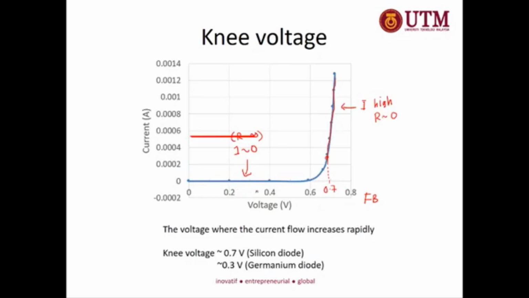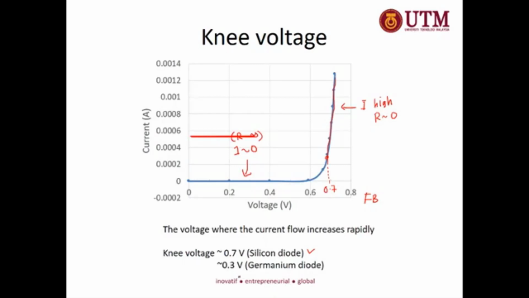So from this graph, we say that the knee voltage of this diode is 0.7 volt. So the diode which has a knee voltage of 0.7 volt is a silicon diode. If it's a silicon diode, the knee voltage should be around 0.7 volt. So this is a common, typical value, an acceptable value for the knee voltage.